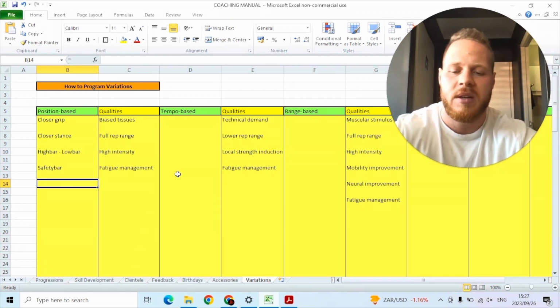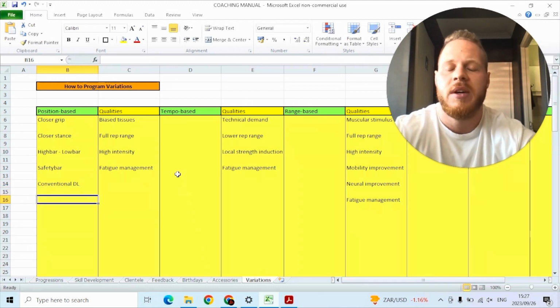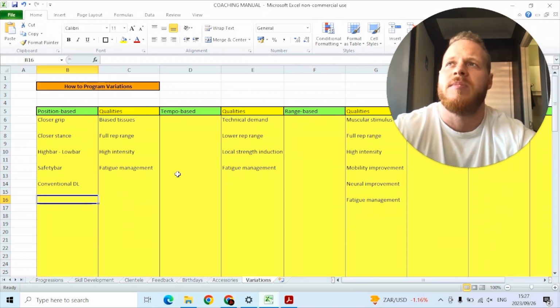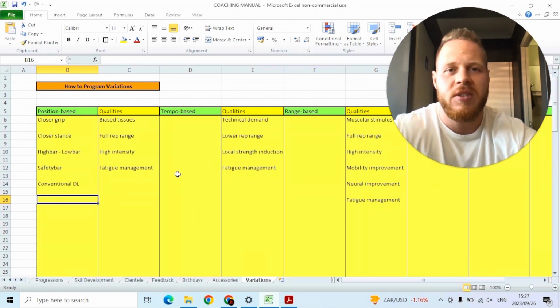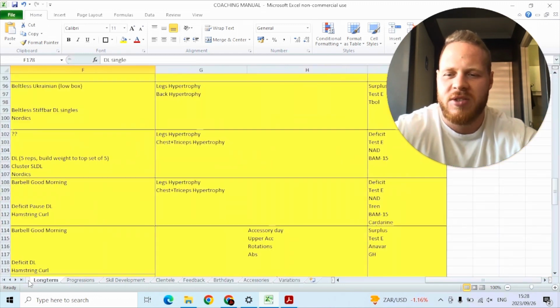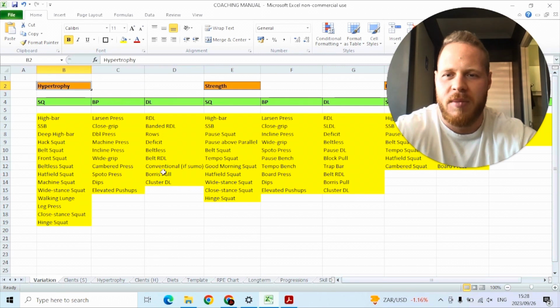Let's try and think of something else. Maybe a conventional deadlift for sumo pullers. Let's think of a bench one. Something like, wow, bench has got very few position-based variations, now that I think of it. Let's actually go and scroll through here a little bit and see if I can jog my memory. Here we go.